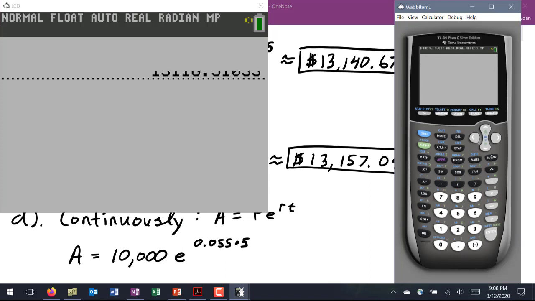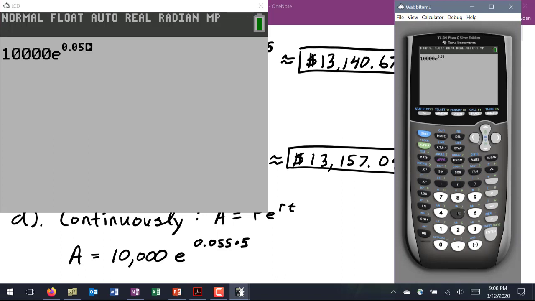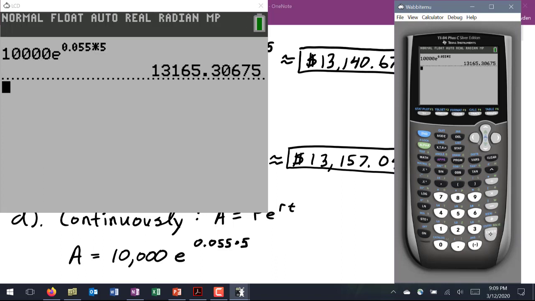So to do this in the calculator, we'll start off with the 10,000. Then again, we have to press second, and then the LN button to get to the E. And now all we need to do is put that stuff, it's already got it up there in the exponent. So interest rate times time. And when we hit enter, that now tells us how much approximately it'll be. And we'll again round to the nearest cent.